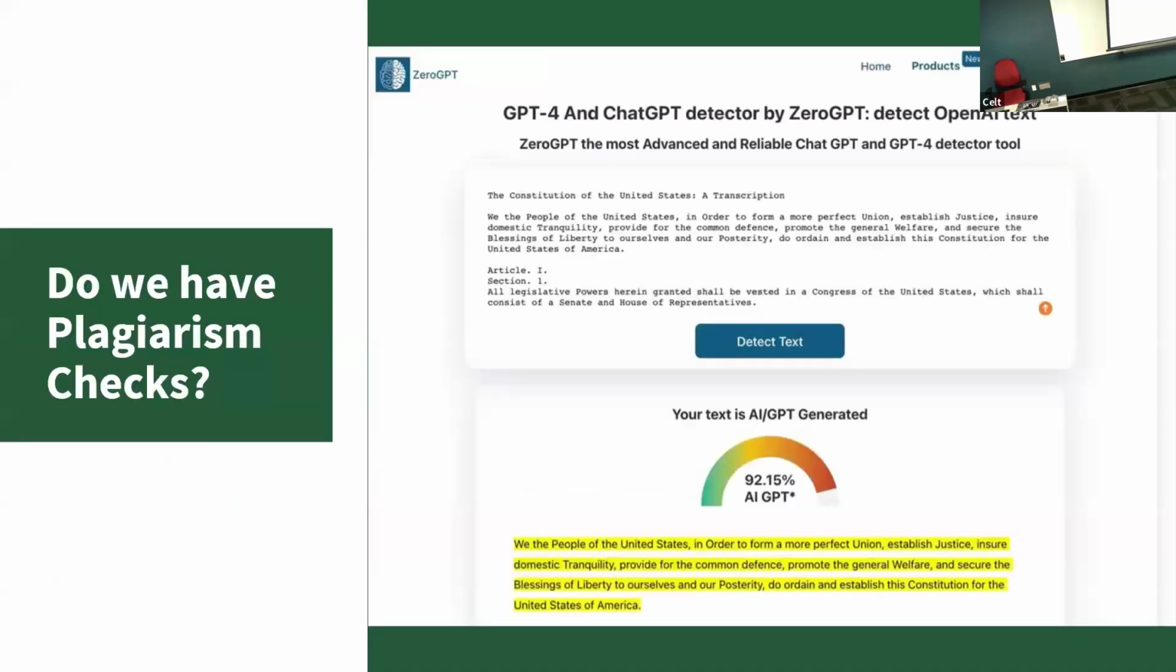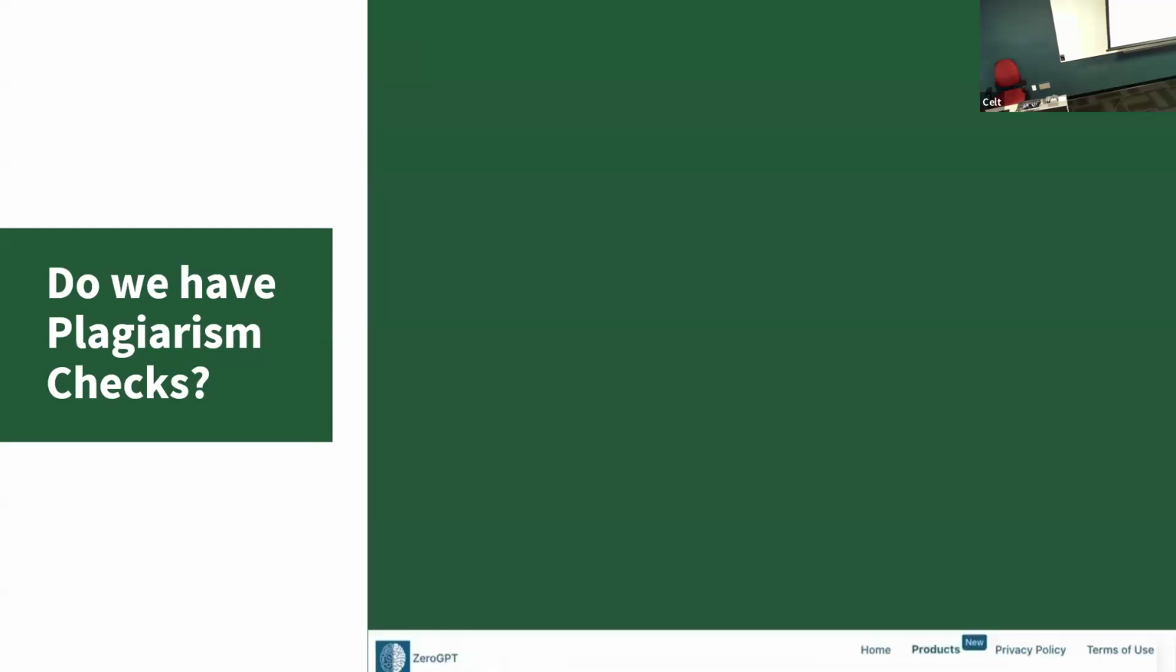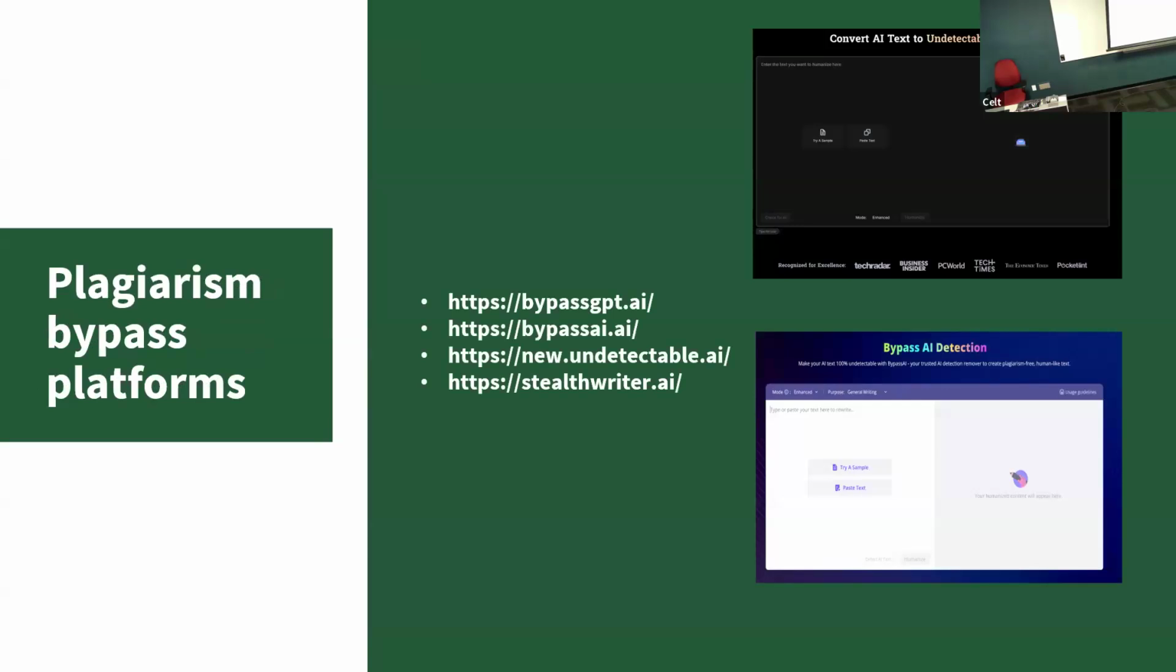Here is an example. They gave the Constitution of the United States to an AI detector, and 92% was AI generated. Does it make sense? No, right? When they wrote the Constitution, they probably were typing it with a typewriter, right? So there was no AI, but these plagiarism checks make mistakes, right? The same thing may happen with our students. So I never use these AI detectors to point fingers at any student, because the chance of error is not low.